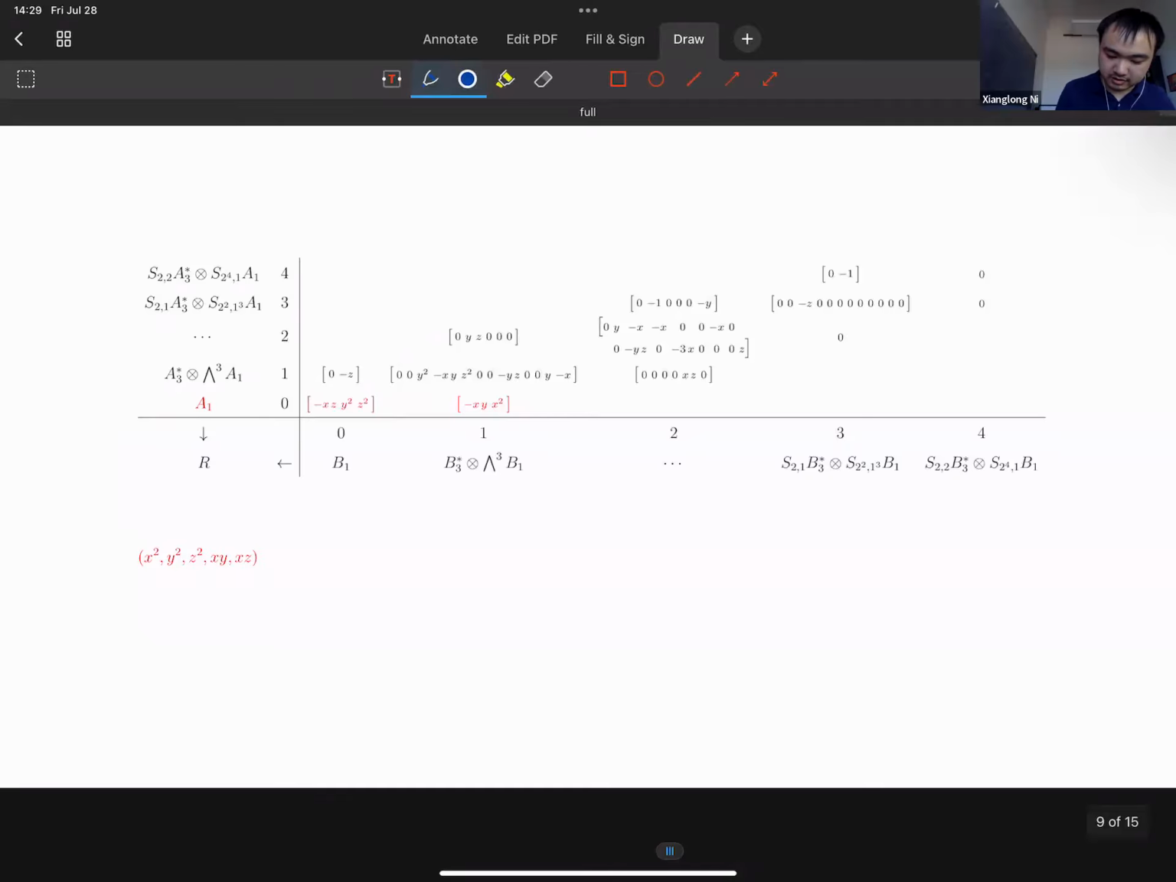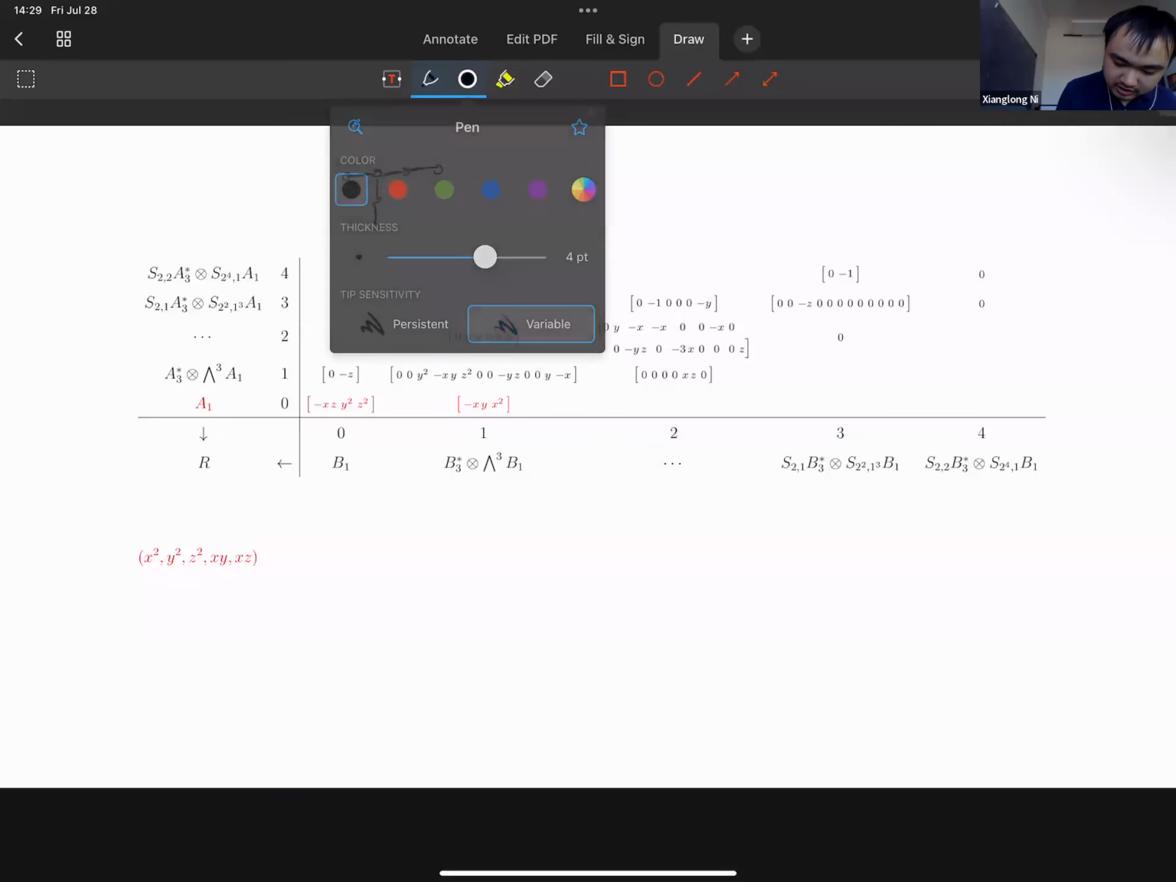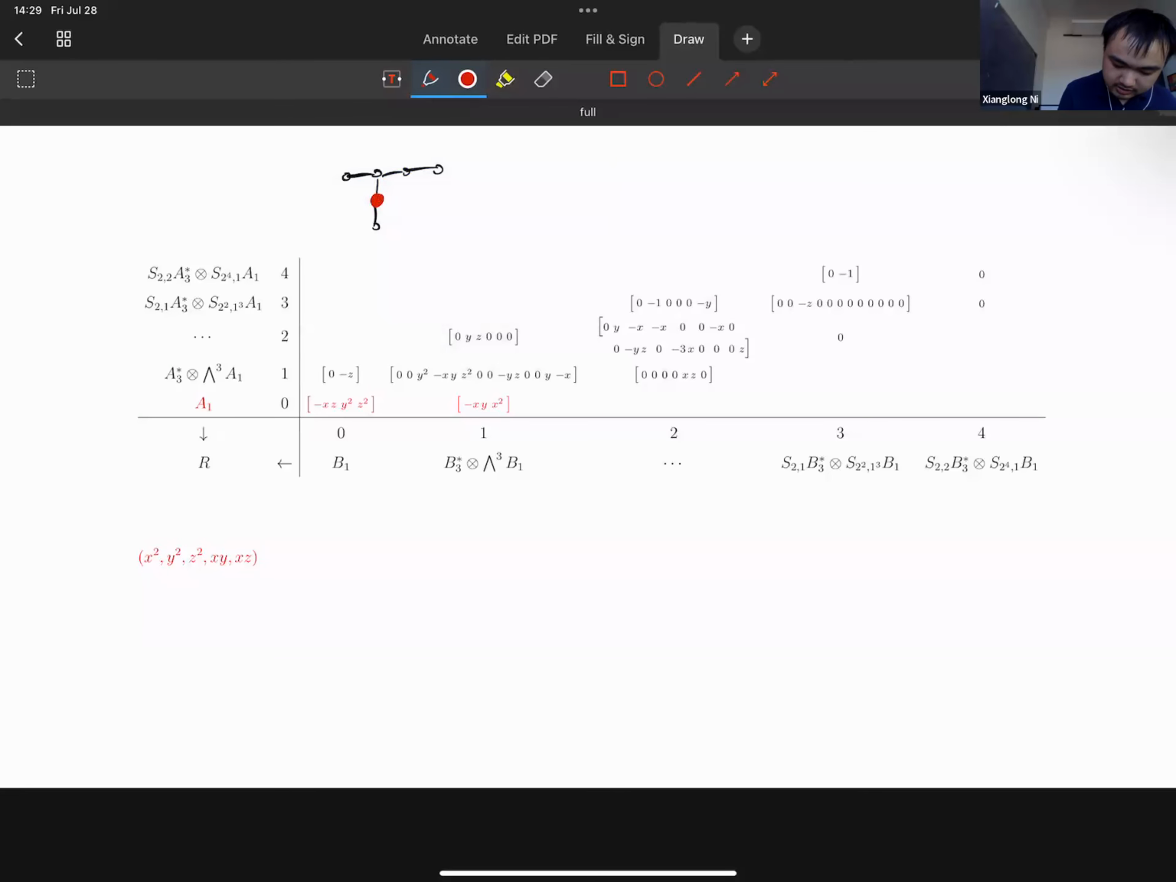So let me notate this. What's going on here is that I have E6, and then I have two gradings. This one is the red grading, and this one's the green grading.